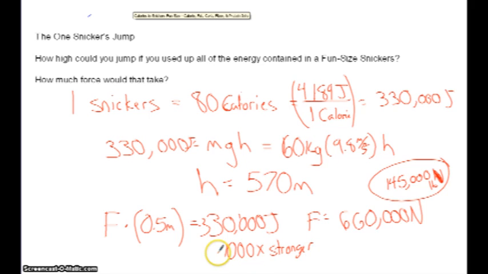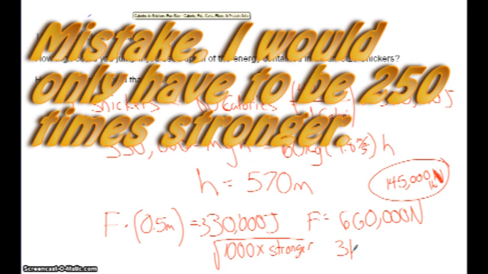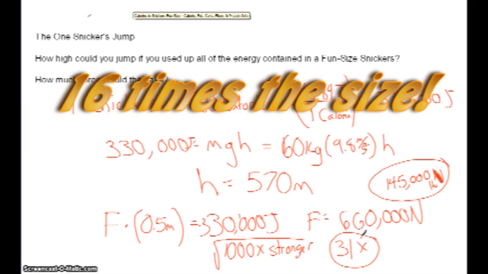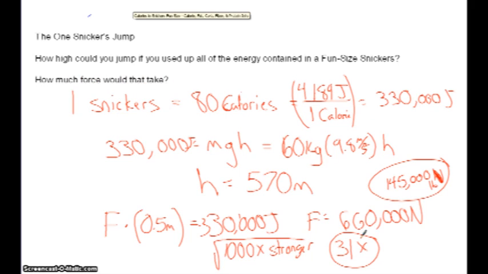So how much bigger would my legs have to be? I take the square root of 1,000. So that means my legs would have to be 31 times the size that they are now to be 1,000 times stronger to complete this jump. Well, hopefully I've done my math all right. I'm running out of time, and we can maybe work out some other weird energy scenarios in class.